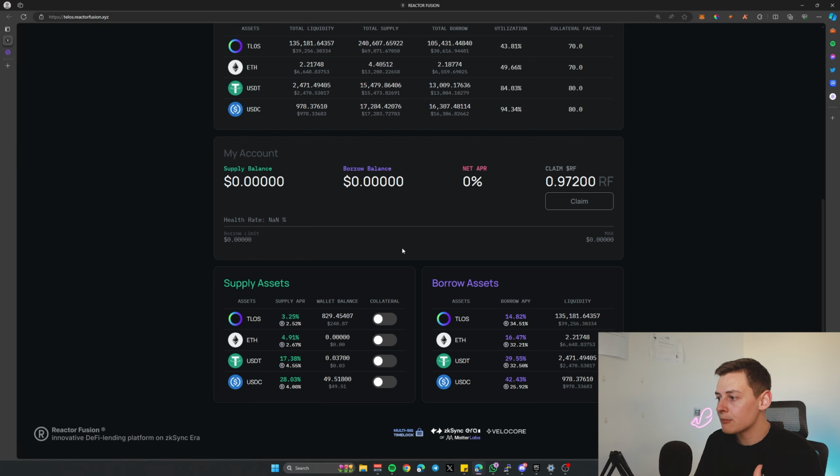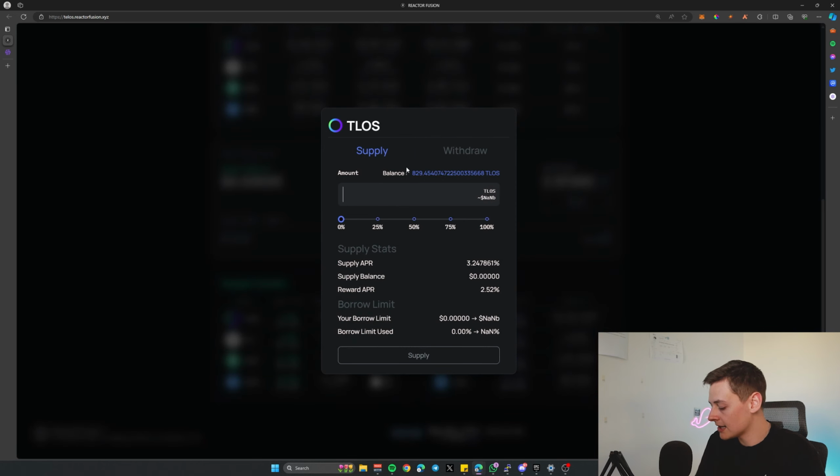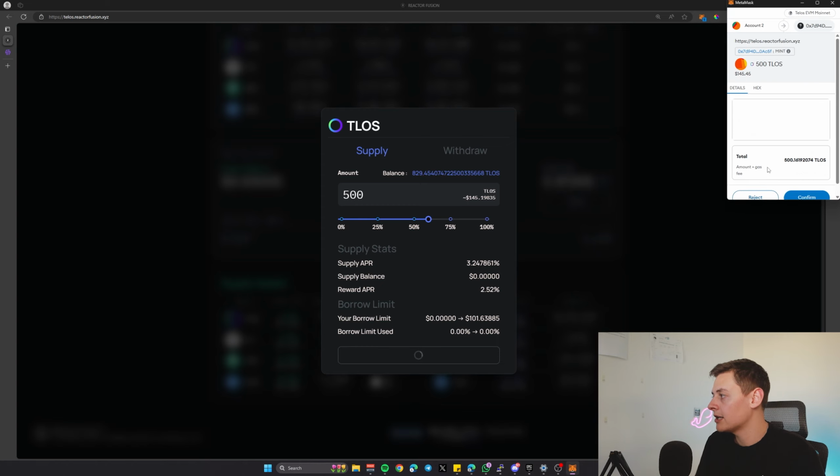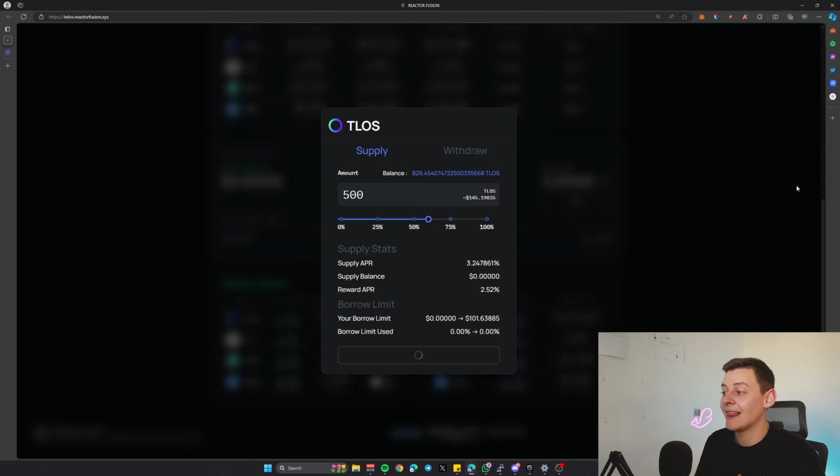So for example, today I'm going to show you how to supply Telos as an example. So I'm going to supply Telos. So I go to the supply section, press Telos, and then type in how much I would like to supply. Today I'll be doing 500. I click on supply, authorize the transaction through your Web3 wallet. If this is your first time, once again, you might have to authorize a spending limit and then supply. So it'll be 2 transactions, but for me today, it's just 1.